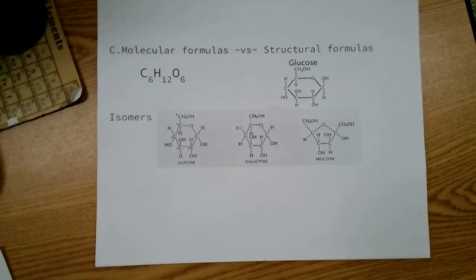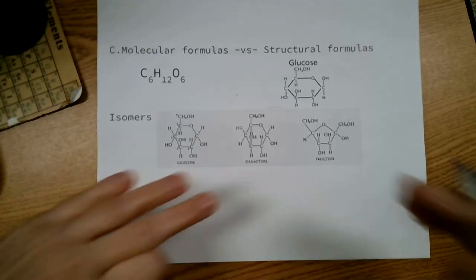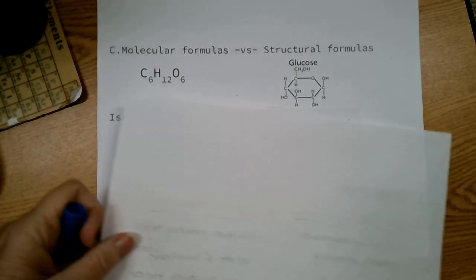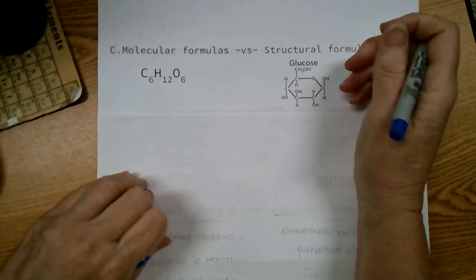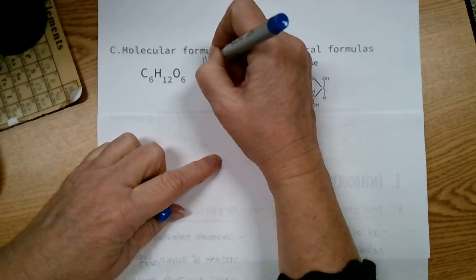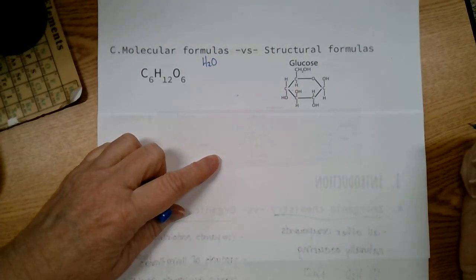But I'm going to start off with an easier one than what you're seeing right here. And let me kind of cover over this at the bottom. It's kind of intimidating when you look at those. Here is an example of a molecular formula. H2O. Yeah, you know that's water.